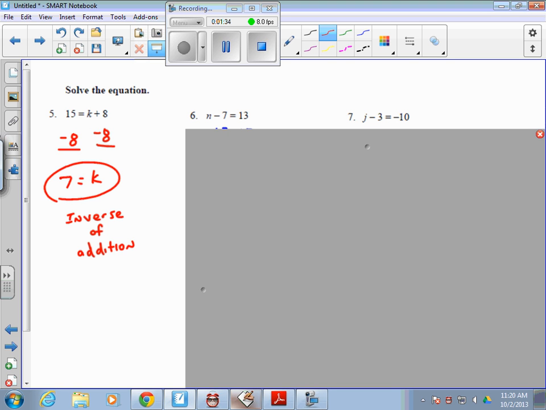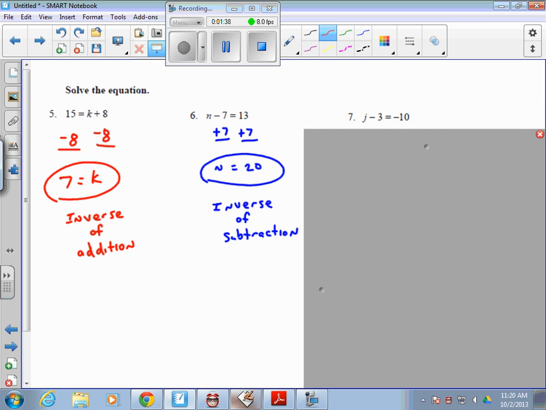N minus 7 equals 13. Undo minus 7 by adding 7. You do it to the left, do the same to the right. And 13 plus 7 is 20. That's the inverse. It's all the inverse of addition, but it makes more sense to people to say the inverse of subtraction.